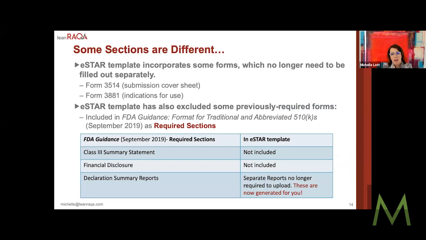And the eStar template has also excluded some previously required forms, like some things that just didn't make sense, especially after the FDA reclassified all class three devices. They're either now all PMA or they down-classified to class two and they require 510K. So there's no more class threes where 510K is an option, so they eliminated that form. They eliminated the financial disclosure form and the declaration summary reports, because those are now generated. The declaration summary reports are now generated by the eStar for you.